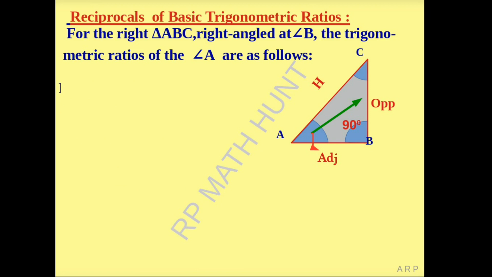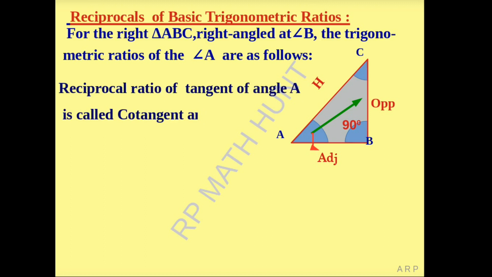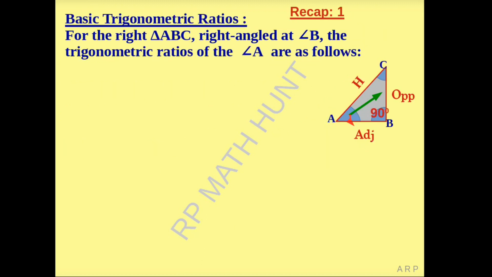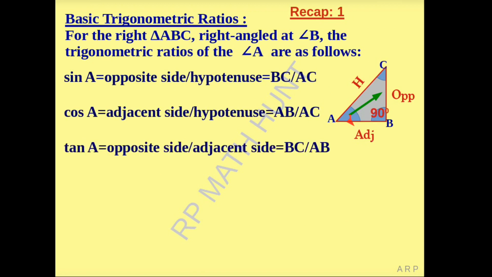The reciprocal ratio of tangent of angle A is called cotangent of angle A. Shortly, we read it as cot A is equal to 1 by tan A. Cot A is equal to adjacent side by opposite side, which is equal to AB by BC. Now recap: sin A, cos A, tan A, cosec A, sec A, cot A.